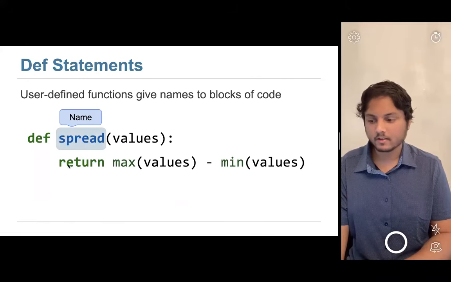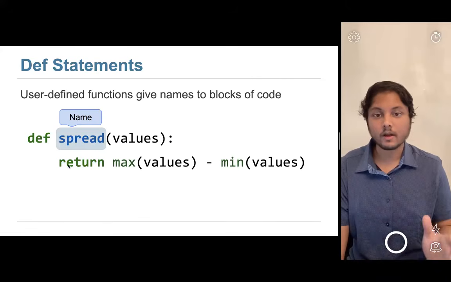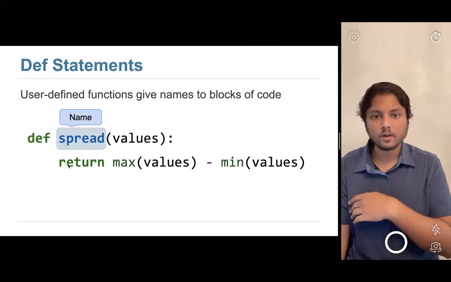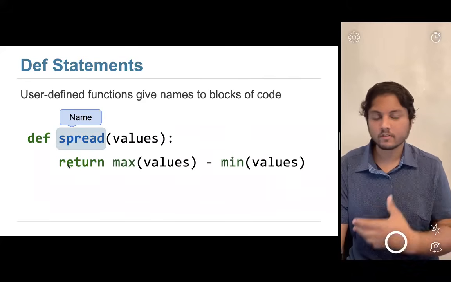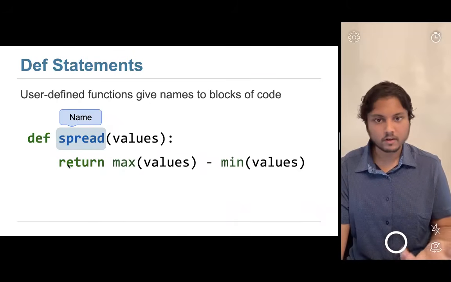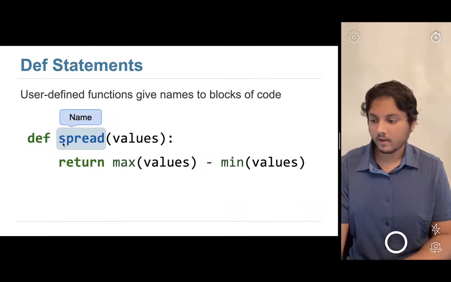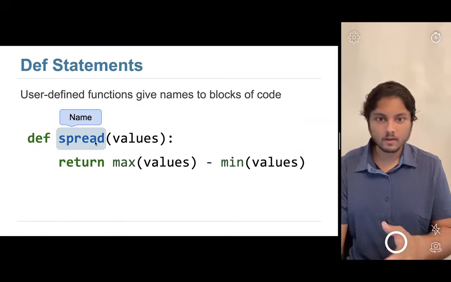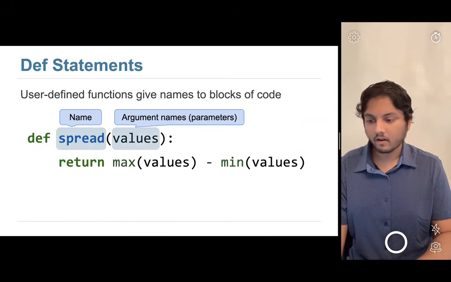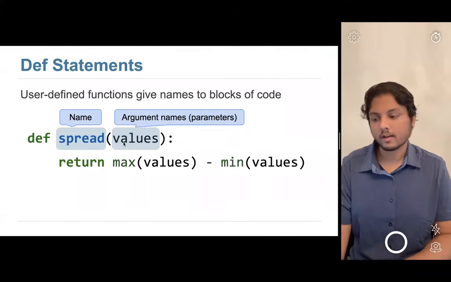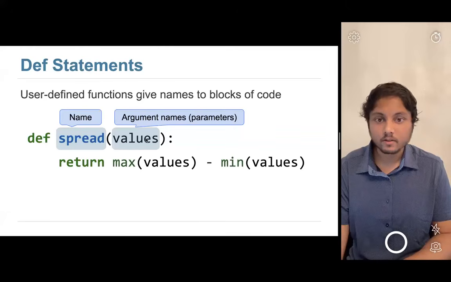So in this case, let's say I want to calculate the spread of some set of values. And spread is basically the maximum value minus the minimum value. So if I wanted to make a function to do that for me very easily, I could define it myself. So you type in a name, and again, the name can be almost anything that you want. And then you have the argument names here. So you give those a name as well. So in this case, we're going to call the arguments values.